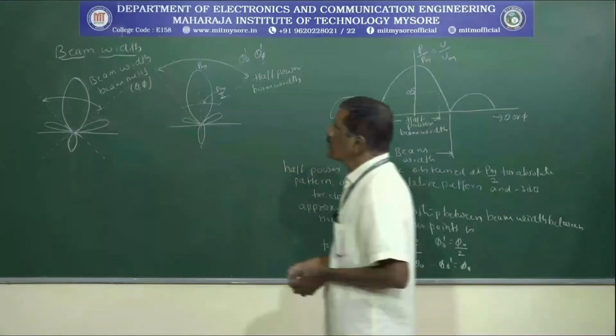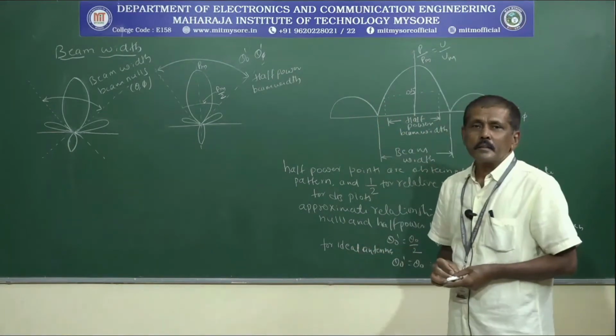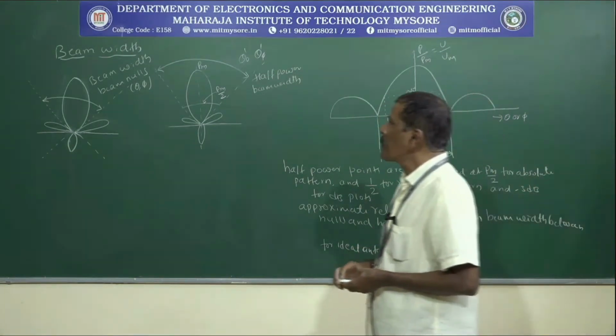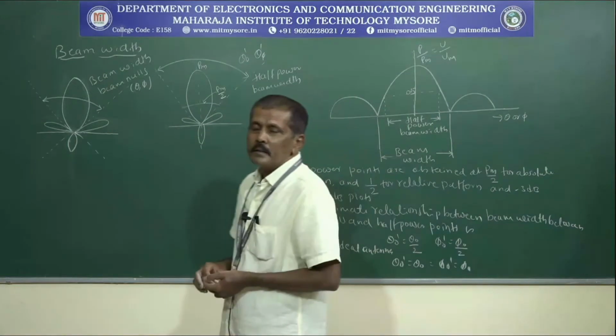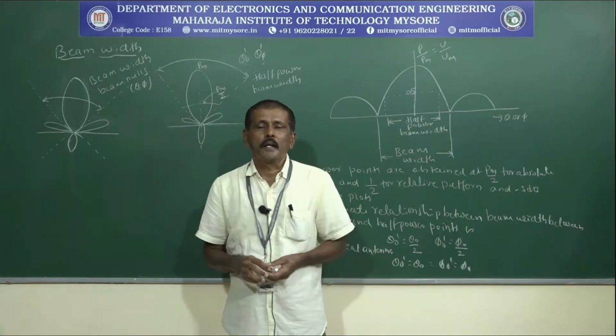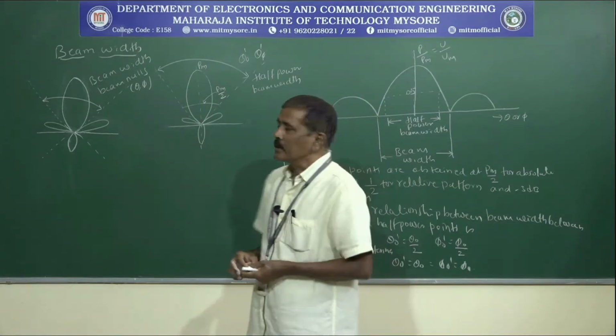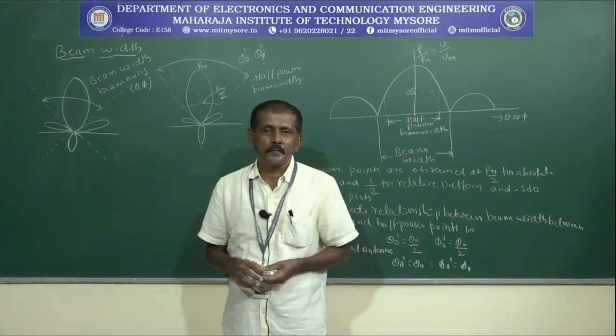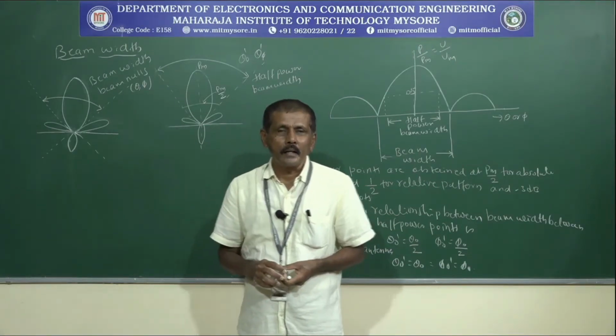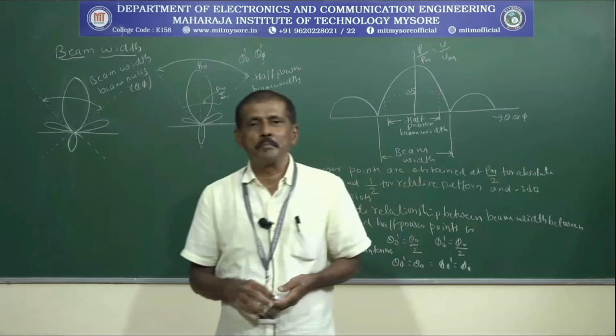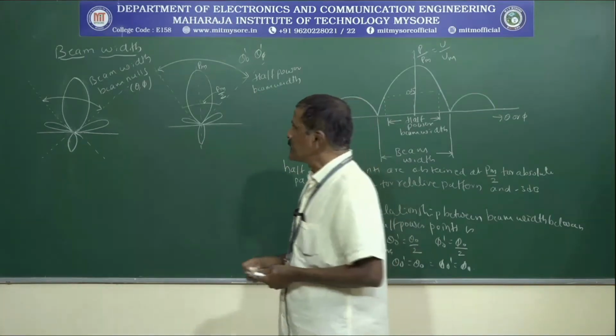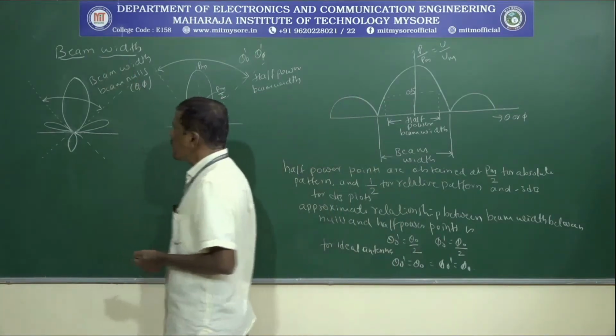Now let us consider beam width. Beam width is nothing but the angle through which the maximum power is radiated. The angle through which the maximum power is radiated is called a beam width.